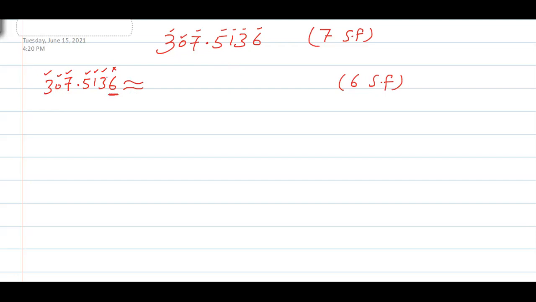But before removing, this is six, so it will add one to the next one. It will become 307.514 and just leave it because this is the decimal part. In the decimal part, the extra numbers you will just remove, but you must take care about the whole part. Okay, this is six significant figures.